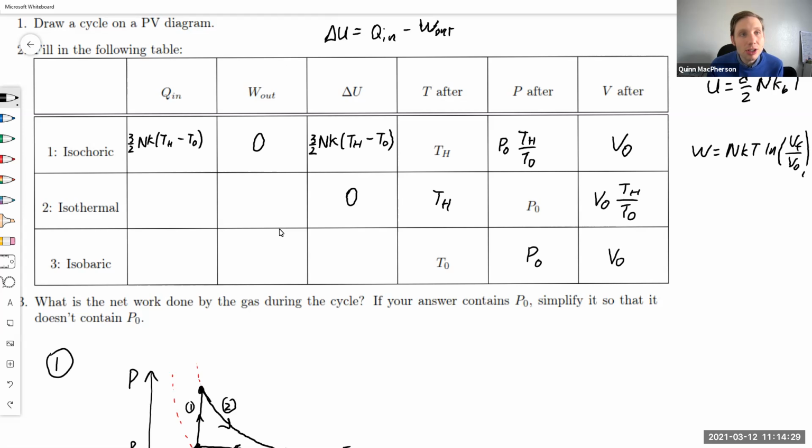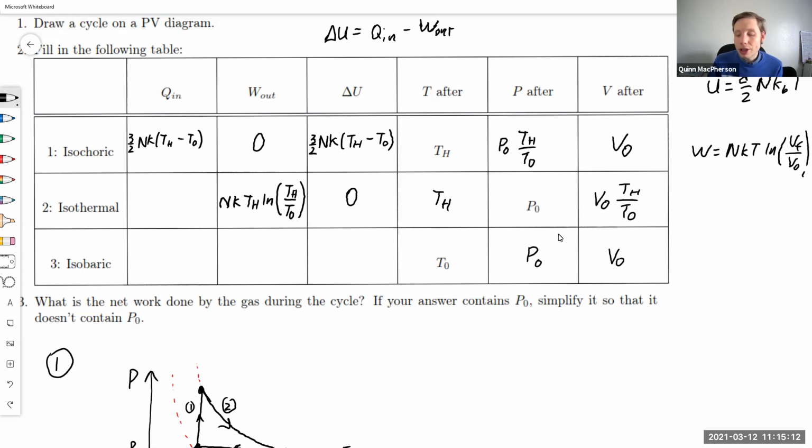So what temperature is this? This is the temperature. It's an isothermal process. This is the temperature of that process throughout its duration, which in this case is T hot. So the work will be NK T hot, the natural log of a ratio. Okay, so we want the final volume over the initial volume. If I take this divided by this, because this is my final volume of the isothermal process, the initial volume of the isothermal process, I just get T hot over T naught, or T initial.